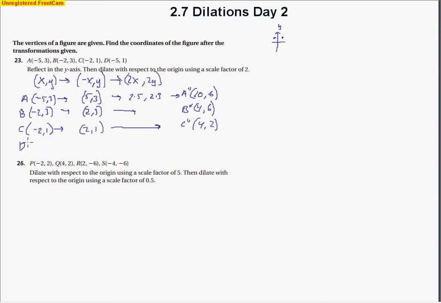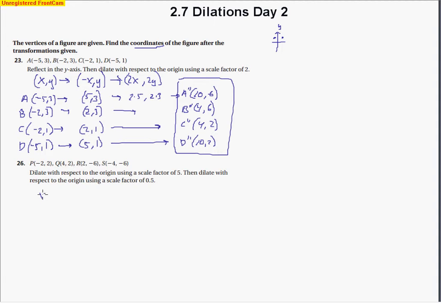And the last one there, D, was negative 5, 1. I'm going to reflect it, so that's going to switch the x value, keep the y value the same, and then double those values to find out what D double prime is. So that's going to be 10 comma 2. So that's all you have to do for finding the coordinates, and those are what the coordinates are.